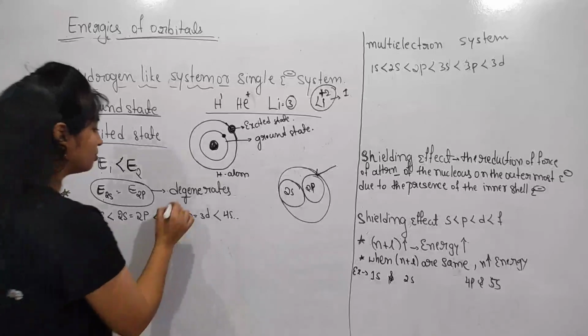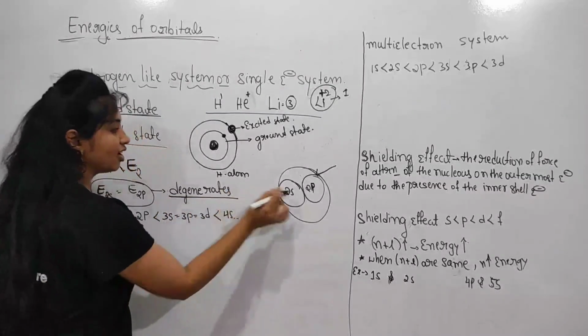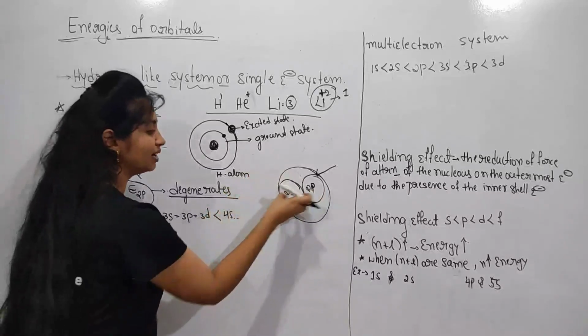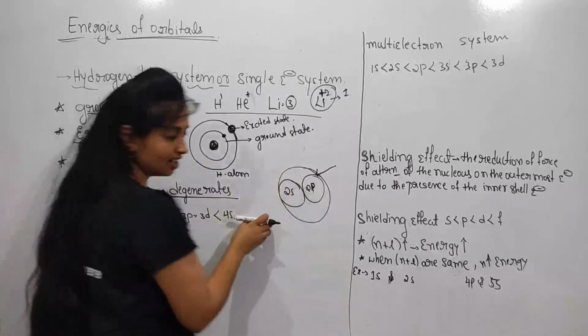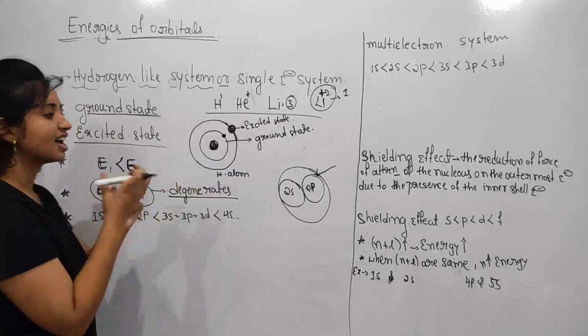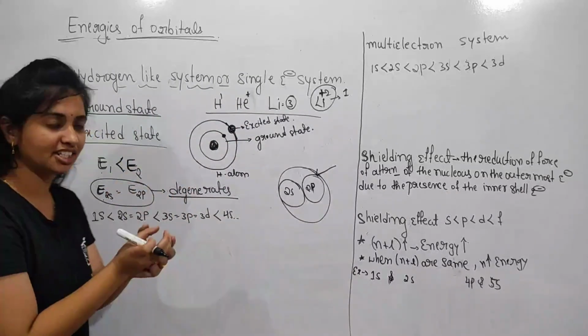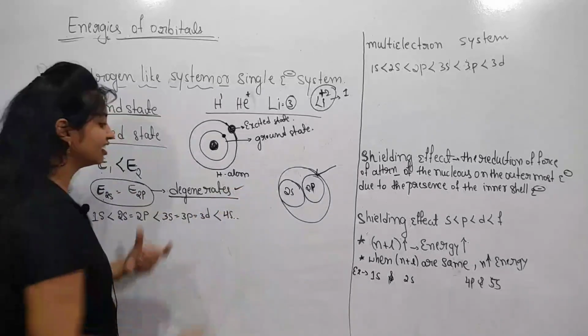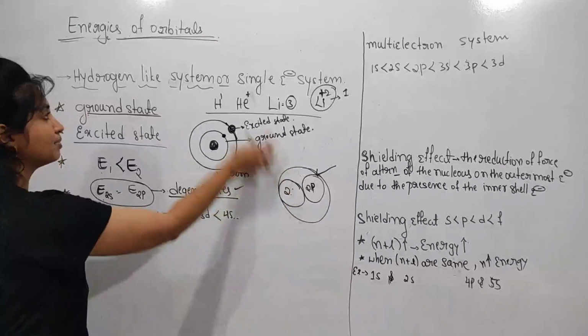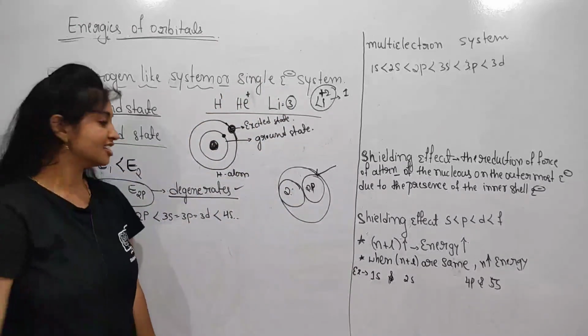Degenerate. So what do we mean by degenerate? Orbitals that have equal energy. 2s is a different orbital and 2p is a different orbital. When two different orbitals have equal energy, they are called degenerate orbitals. This happens in a single electron system.